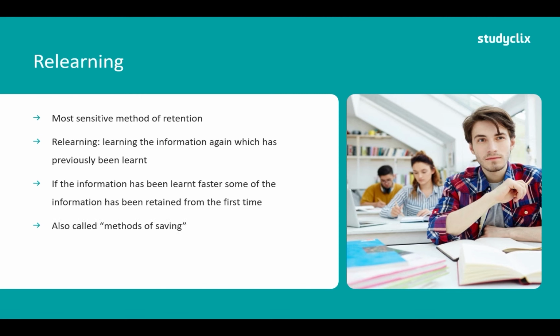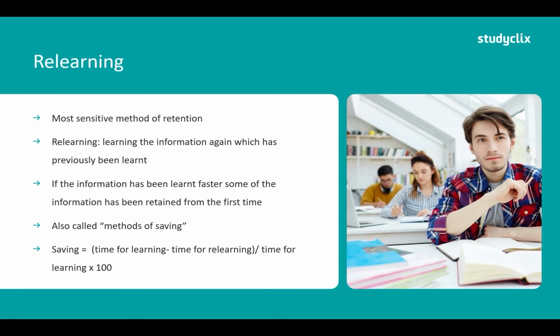So we have an equation for working out how much time has been saved. So time for learning minus time of relearning divided by time for learning times by 100. So let's quickly work through this. So let's say the first time we learnt it, it took 5 minutes. And the second time we learnt it took 4 minutes.